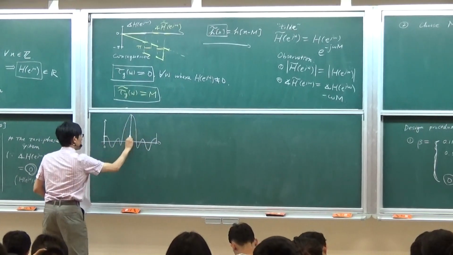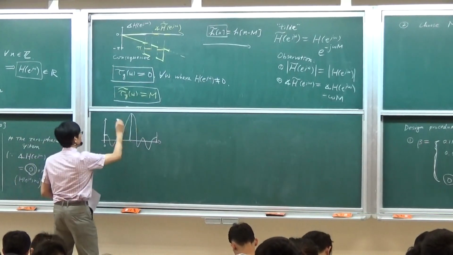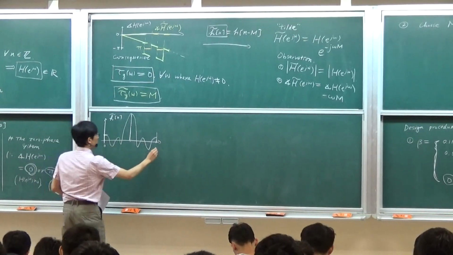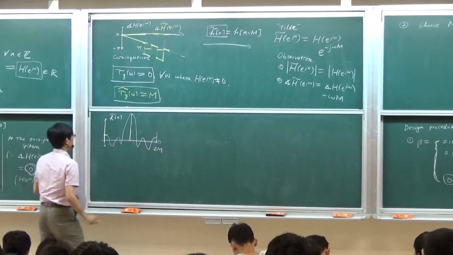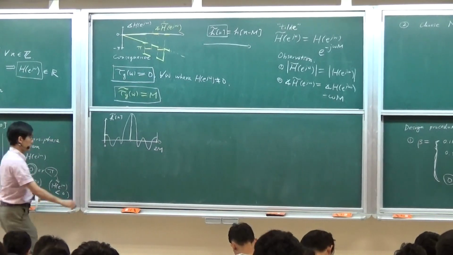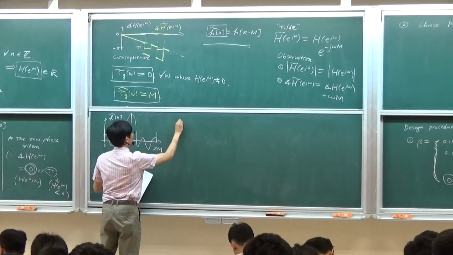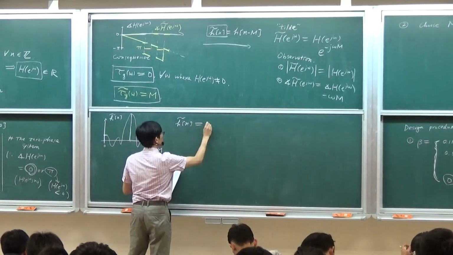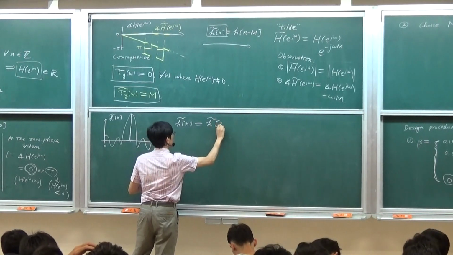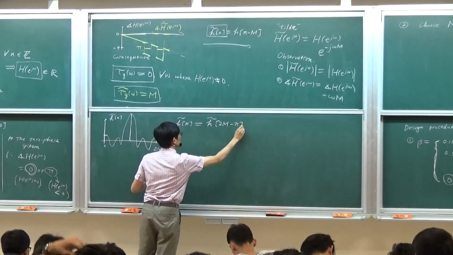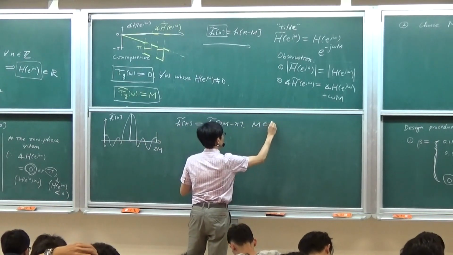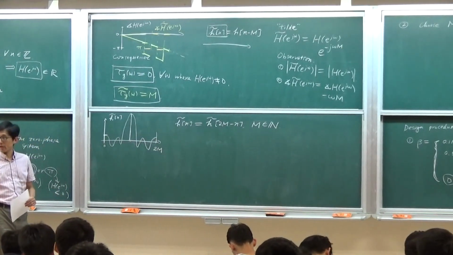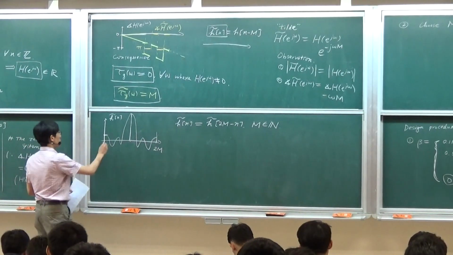And this new response, denoted by h delta, goes from time 0 to time 2n. Okay? So note that now we have h of n equal to h tilde of 2n minus n, where n is an integer. N is a positive integer. Can we agree on this? This is the result of our design, okay?